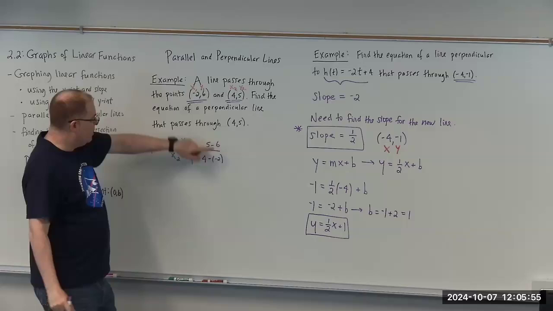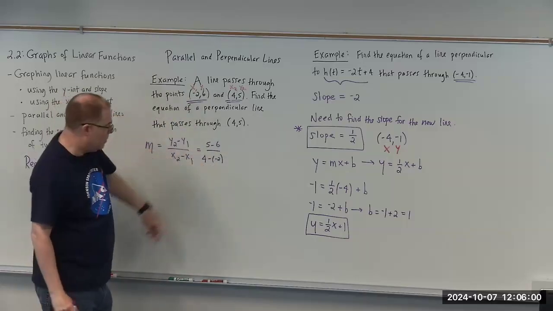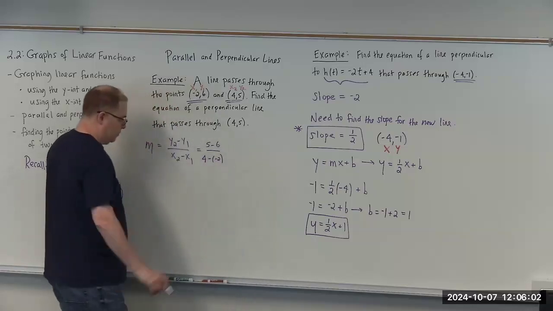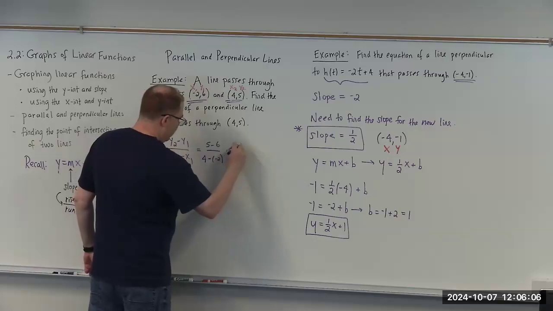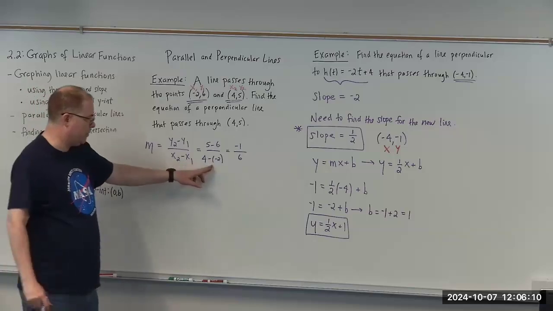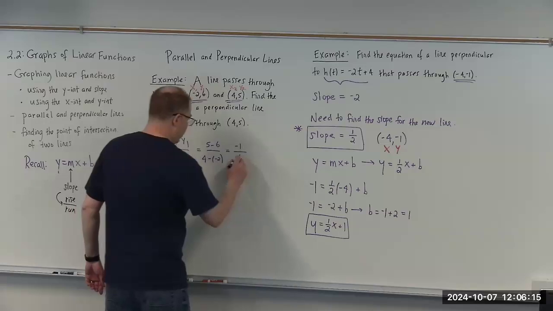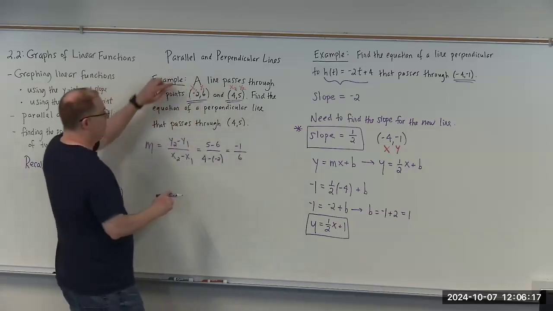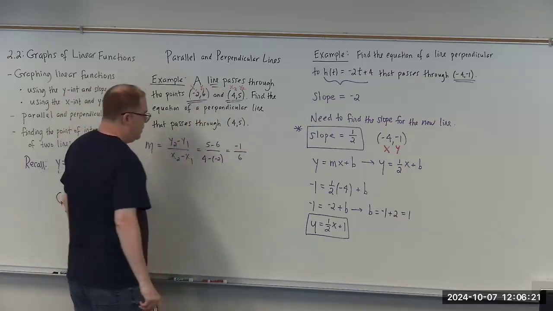So be careful here, right? It's 4 minus negative 2, so don't forget the parentheses here. We get minus 1 over 6, since 4 minus negative 2 is 4 plus 2, which is 6. So that gives us the slope of this line here.